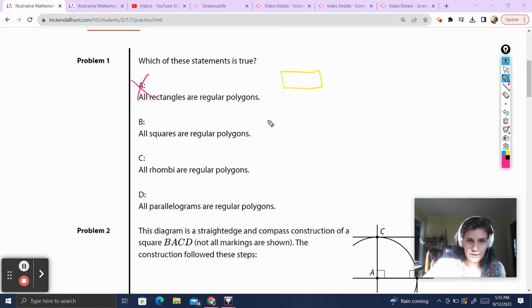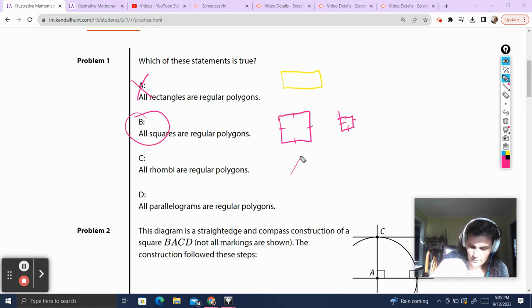All squares are regular polygons. Well, a square, all four sides are equal, no matter how you draw it. So this seems like it's correct. All rhombi are regular polygons. So a rhombus has four sides that are equal. Now, I did say that the definition of a regular polygon is all the sides are equal, but I forgot to mention that all the angles have to be equal as well. In a square, we all have 90-degree angles. In a rhombus, we don't necessarily have 90-degree angles. So even though all of our sides are congruent, which is the definition of a rhombus, we don't necessarily have congruent angles, so it's not regular.